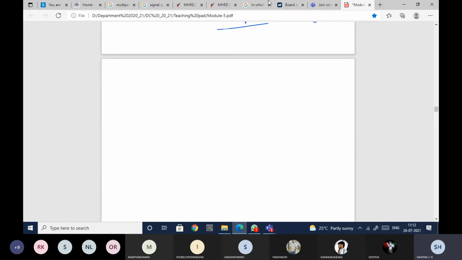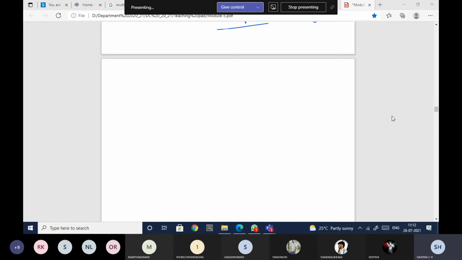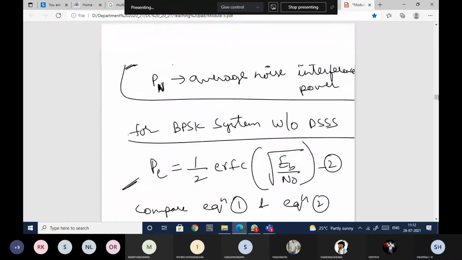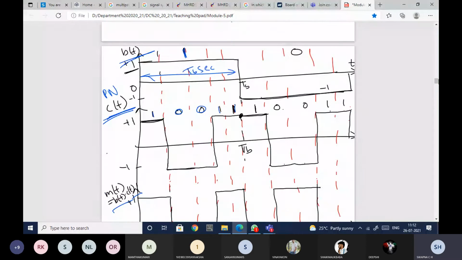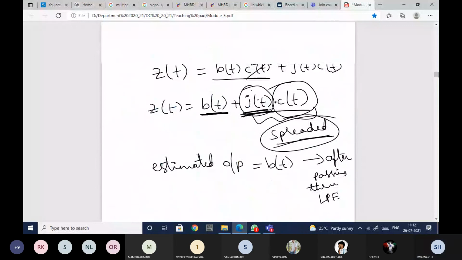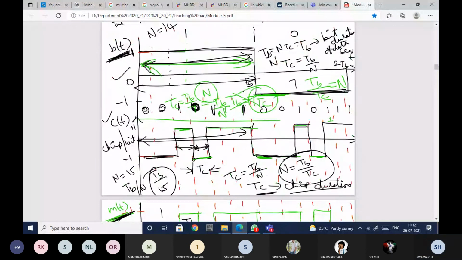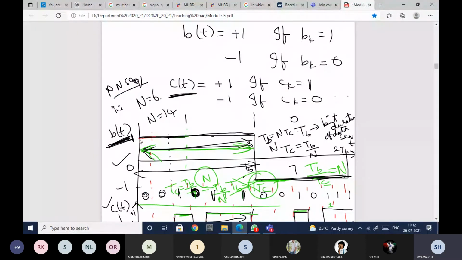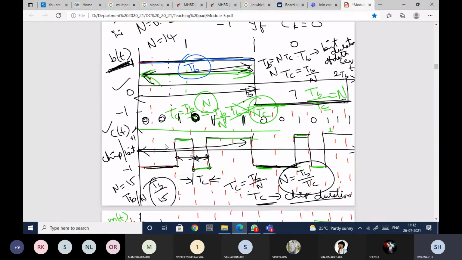Here, if you observe what is happening, I'll show you the waveform. There is some disadvantage with this method, so let me highlight that disadvantage here. This TB is one bit duration. In each bit duration, we are transmitting the PN sequence. If you want to obtain the output properly, the received signal should not contain any interference or jamming signal. What we need to do is increase the N value.